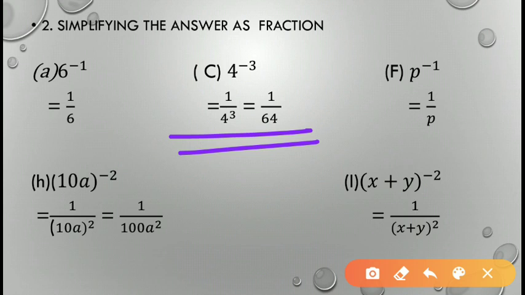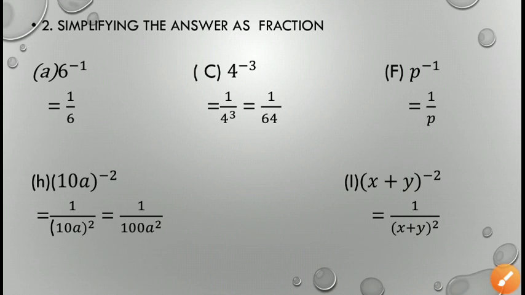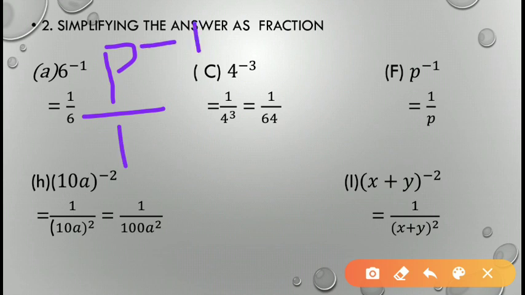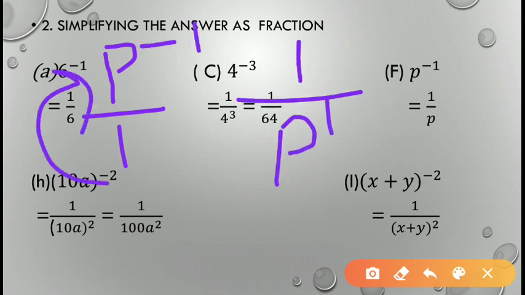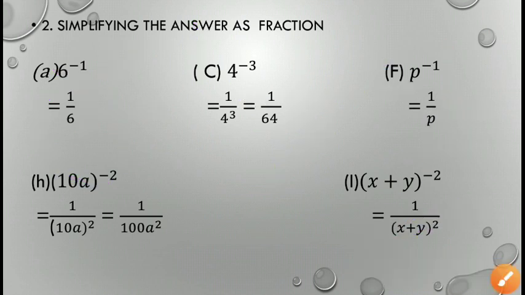You will get 1 by 4 to the power 3, and when you open this 4 into 4 into 4, 3 times, it will give you 64, which is your answer. Next is p to the power minus 1. Here the denominator of p is 1 and here it is minus 1. So change their place, 1 by p, and p to the power 1 means p only. So this is your answer.